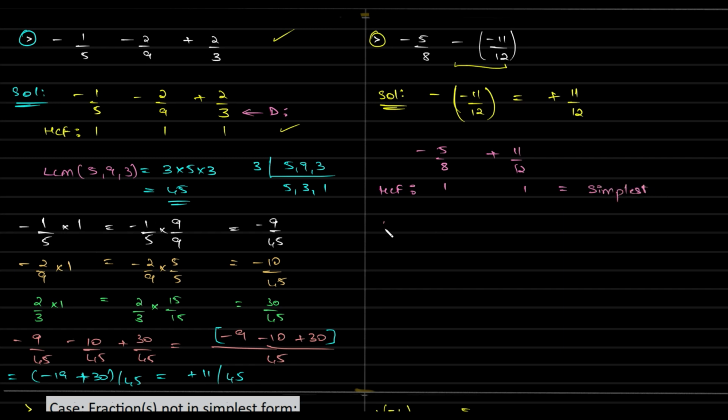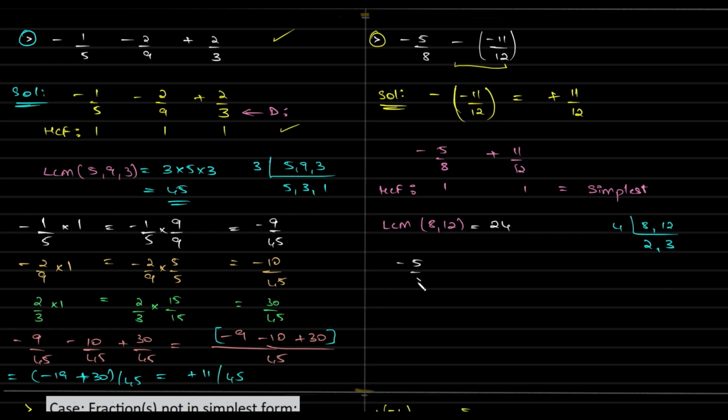Now find the LCM between the denominators 8 and 12. So you have 8 and 12. 4, 2s are... 3s are... Further, we can't do anything anymore over here. So the LCM between 8 and 12 is 4, 2, 8, 8 3s are 24.